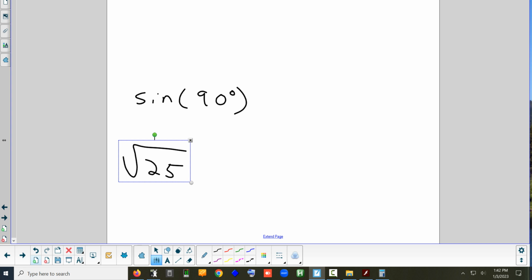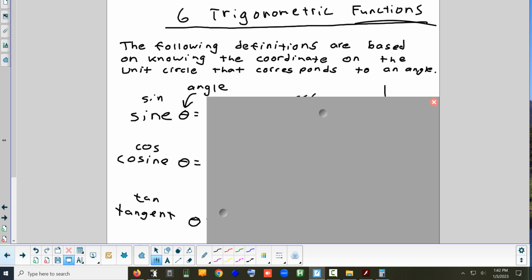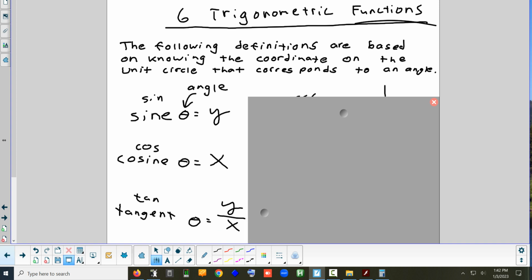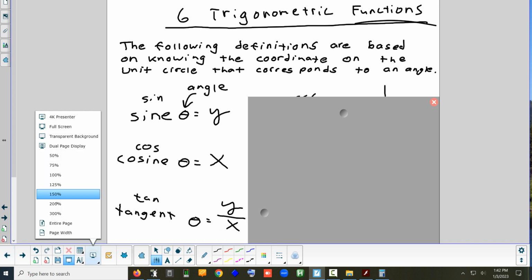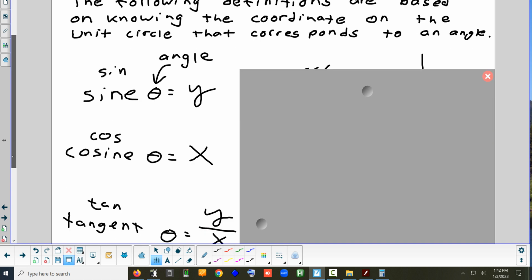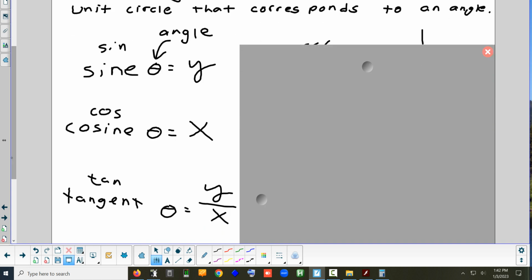Well, square root, we know how to do that. You're looking for a number times itself that gives you 25. Here, I'm going to tell you what you have to do to find the sine right now. Well, the first step is going to be to find the coordinate. Once you know the coordinate, the sine is the y value.